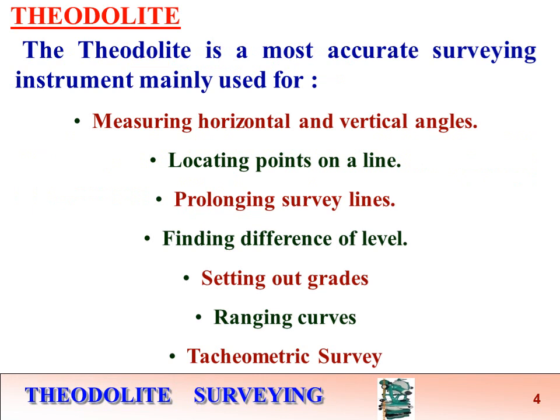In this slide we see the theodolite as the most accurate surveying instrument, used for different purposes such as measuring horizontal and vertical angles, locating points on a line, prolonging survey lines, finding differences of level, setting out grades, ranging curves, and in tachometric surveying.